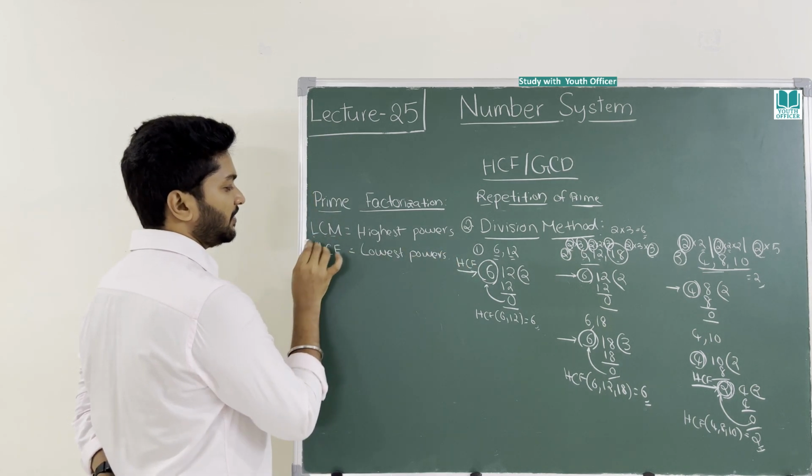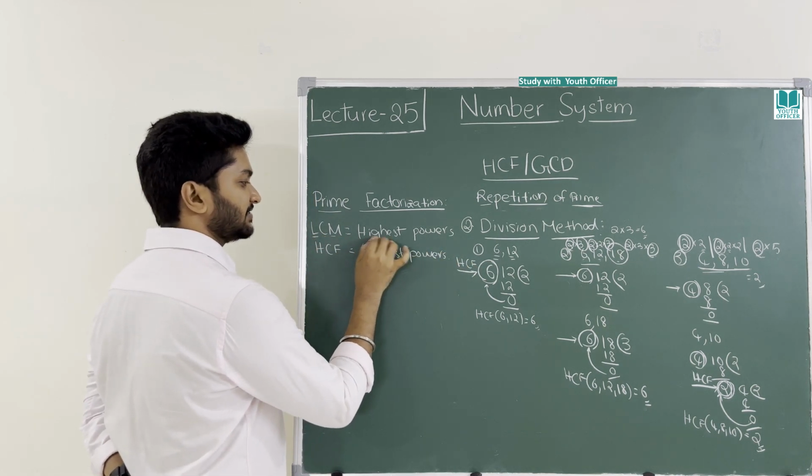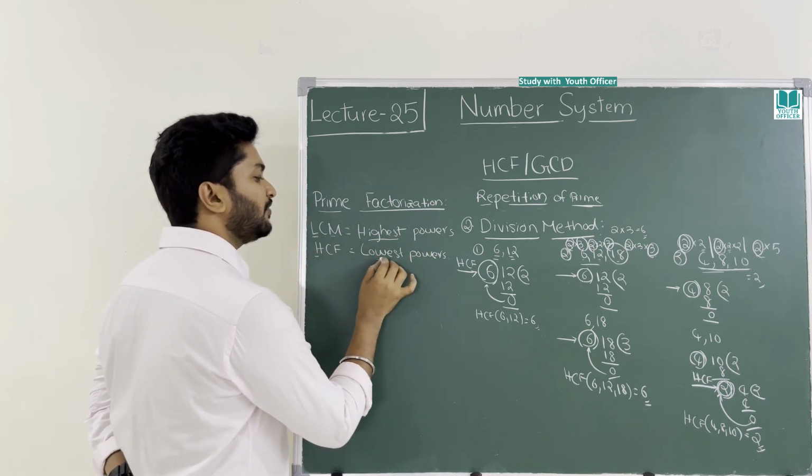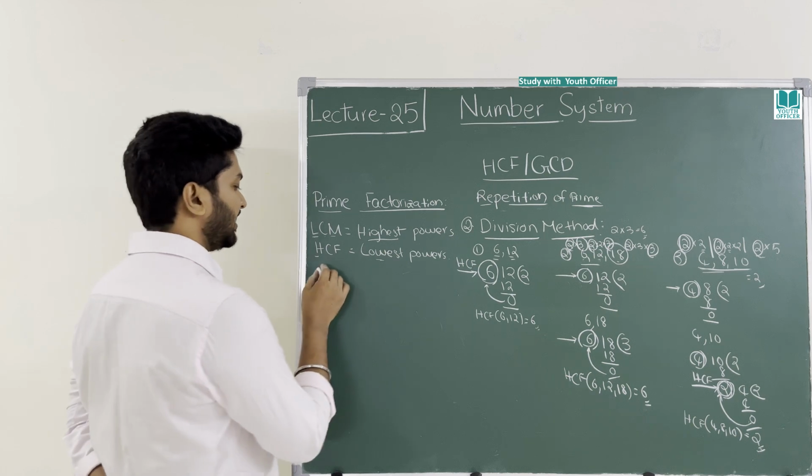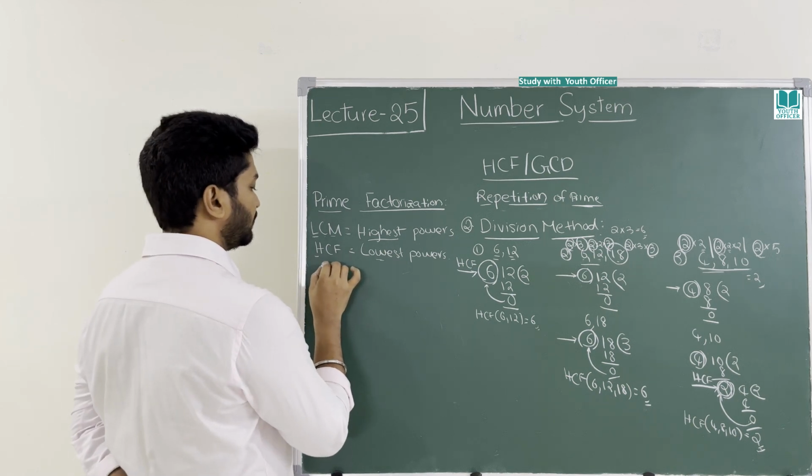For the least common multiple, we take the highest powers. For the highest common factor, we will take the lowest powers. I'll take these examples and we will try to do that.